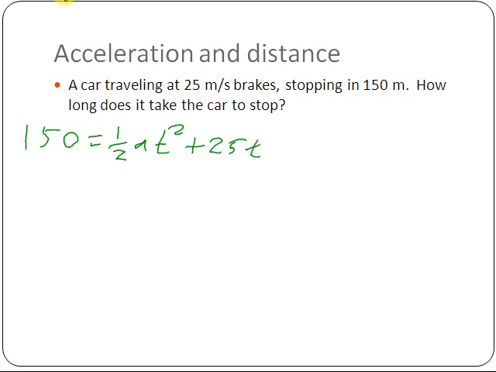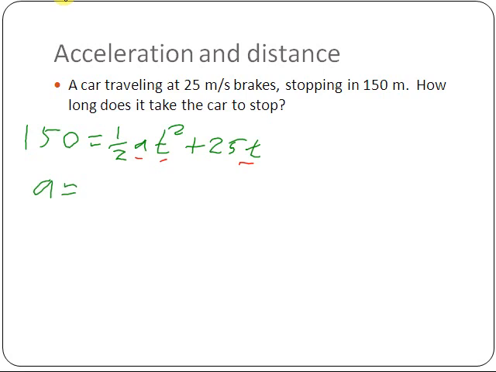So this is what we have here. The problem with what we've got right now is that we have two variables. We have both an acceleration and a time, and so we cannot solve this as it is. When this happens, what you have to do is bring the other equation out and see if that helps you out.